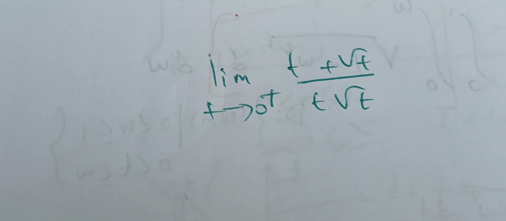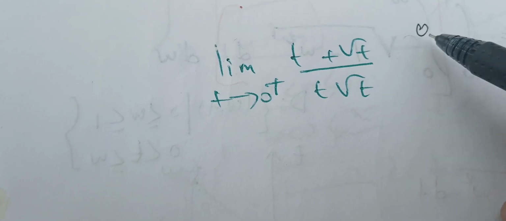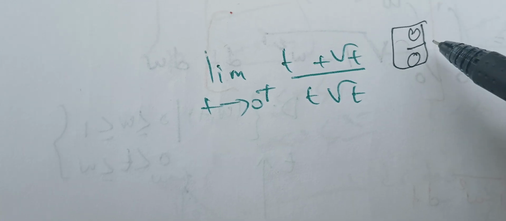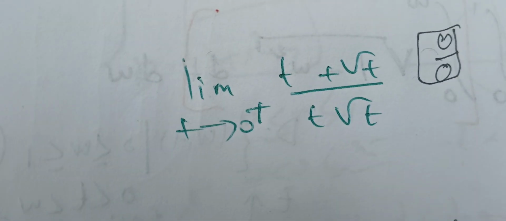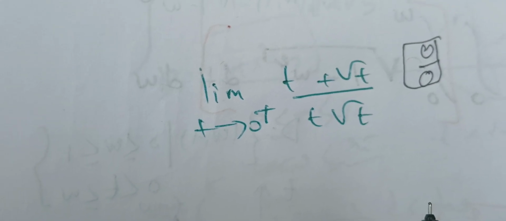Also, when we plug in 0, we have 0 plus the square root of 0, which is 0, over 0 times 0, which is 0. Therefore, we can't conclude because we have this form here, 0 over 0. So this is an indeterminate form, and therefore we can't conclude.